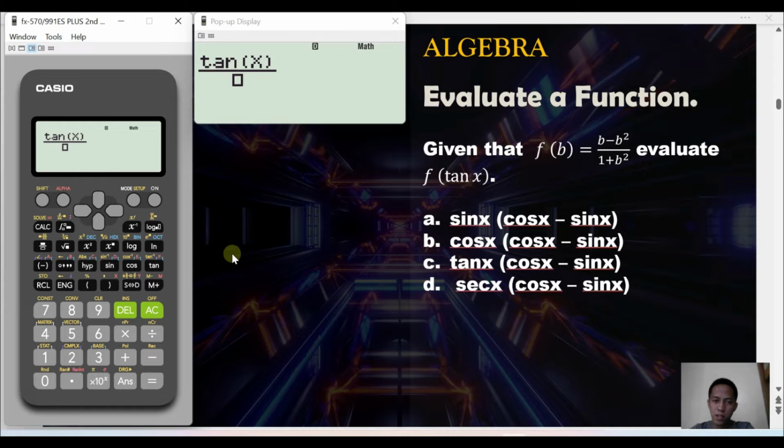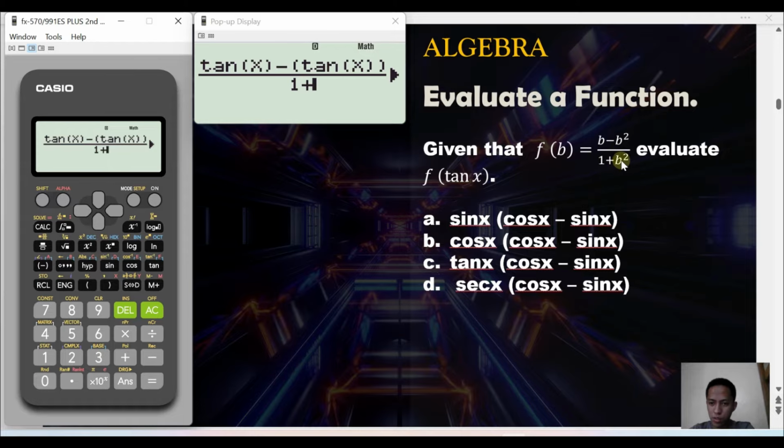So, tangent alpha x, we have here minus tangent alpha x, then that is squared. And we have here 1 plus b squared. So, b is tangent x, so that is tangent alpha x, and that is squared. We square it, guys, so the whole tangent is squared.